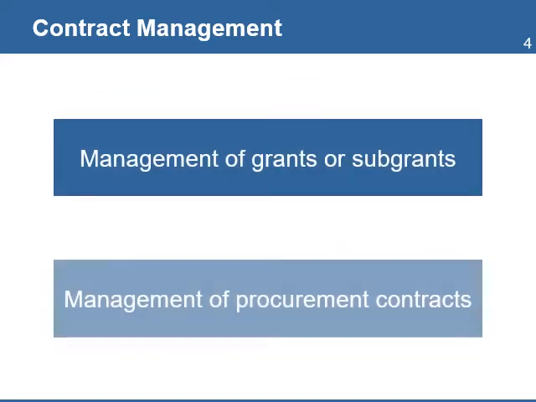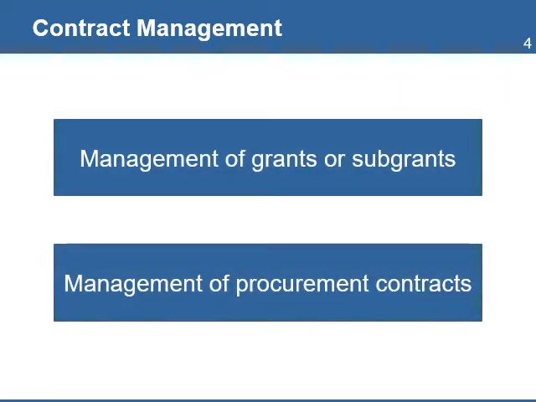In a development project, you will manage two types of contracts. The first one is the management of the grant or subgrants the project has received from the donor to fund the project, and or the subgrants the project has awarded to other groups. The second type deals with the management of procurement contracts that the project will award to consultants or companies for the delivery of specific goods or services needed by the project.